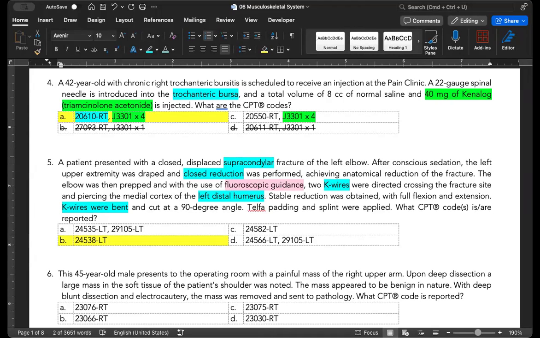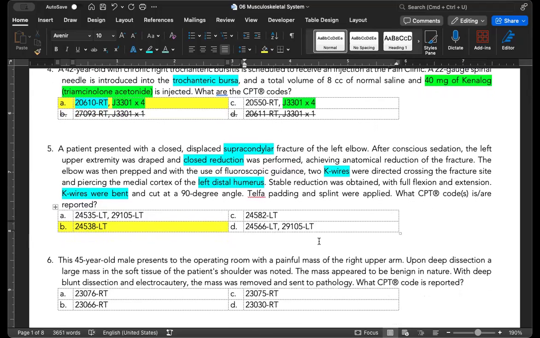Yes. So Karen, yes, you're right. In the real world, we still would not include the fluoroscopic guidance because it is included in that code. So we would not code it separately. Okay. Any other questions on that one?